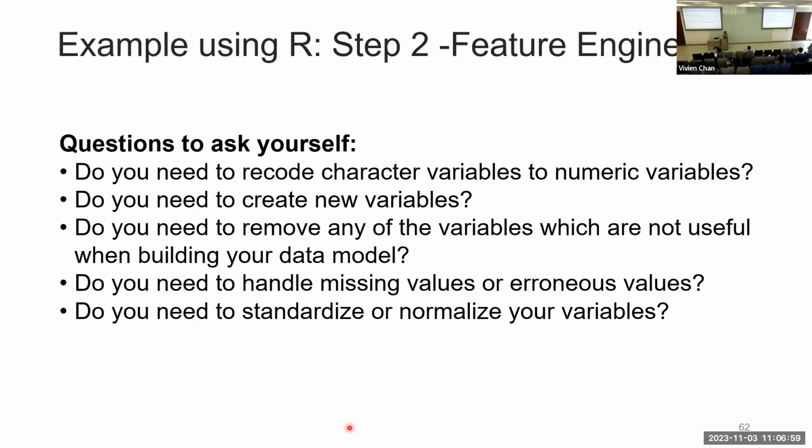The next question: after performing EDA, you want to do some feature engineering. If you remember, feature engineering means you need to decide which variables to keep for your next step, whether you want to recode the character variables into numerical variables to make them useful, whether you need to create some new variables, and whether you need to remove some variables which are not useful. Of course, you need to handle missing values and error values. And for the numerical variables, you need to standardize them. These are all the steps you need to do before you perform your machine learning algorithm.